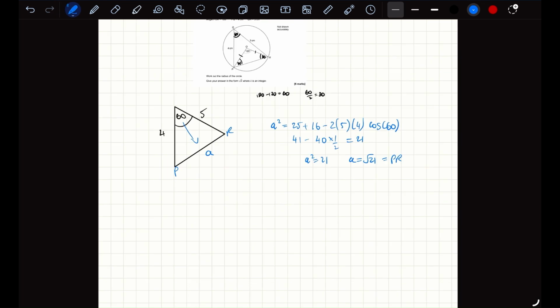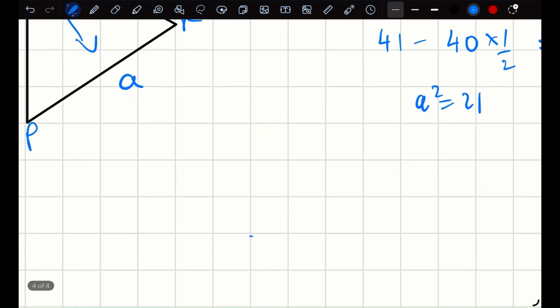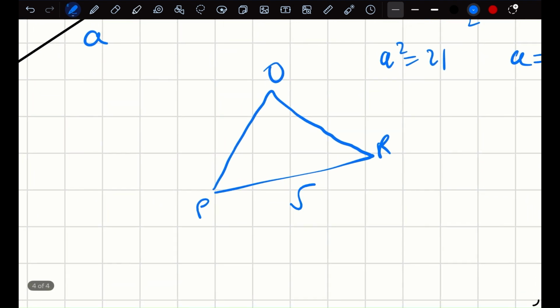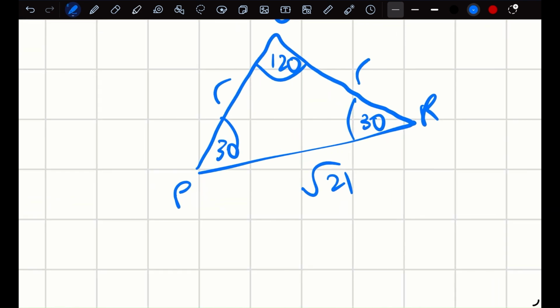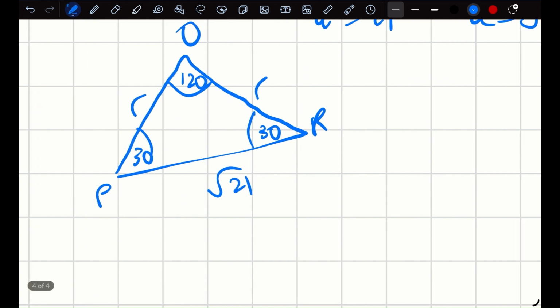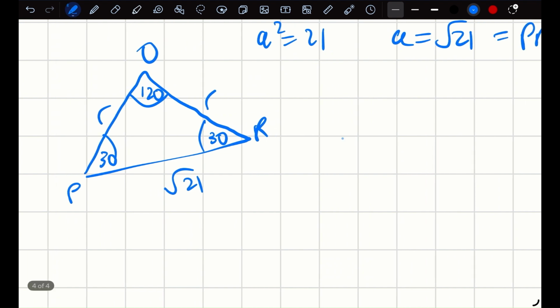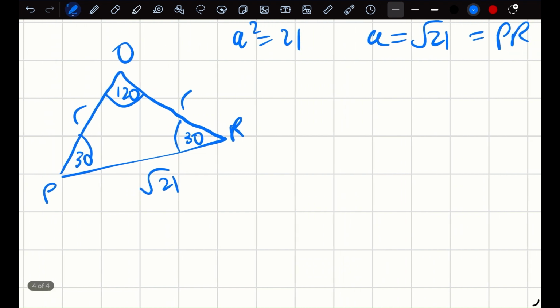Okay, now the isosceles triangle at the bottom, we're going to draw that out as well. This is O, this is P, this is R. We know that PR is equal to square root 21. We know that this is 120 degrees, and we know that this is 30 degrees and this is 30 degrees. And OR is a radius and OP is also a radius. Well, looking at this triangle here, we can actually use the sine rule, because we have an angle and the side opposite, and we have another angle and we want to find the side opposite. So we can use the sine rule for sides.